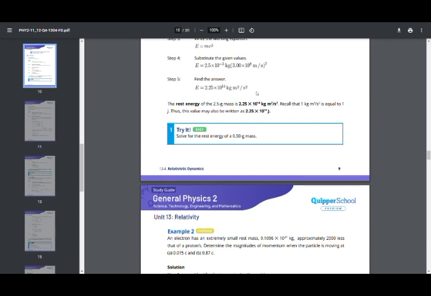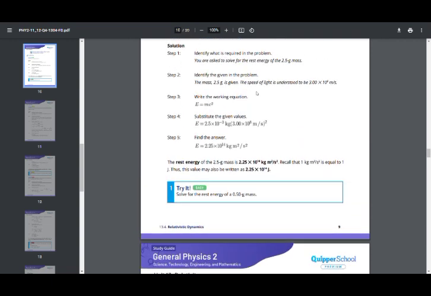Sorry, I made a mistake there. The correct way to write the answer is 2.25 times 10 raised to the power of 14 J. Okay?